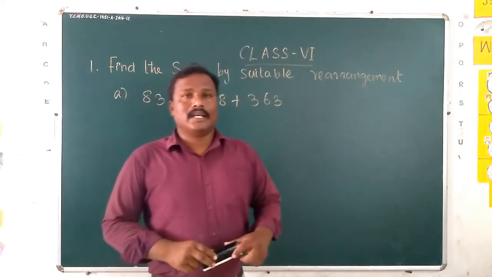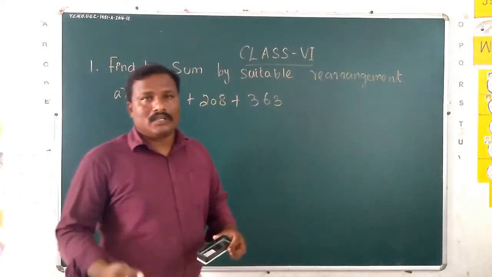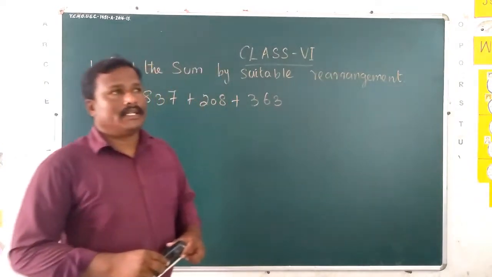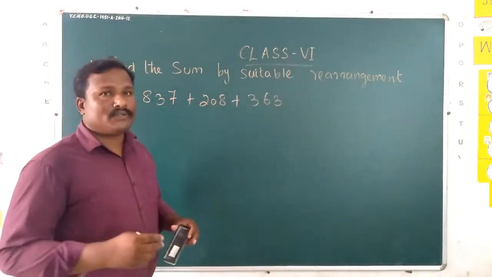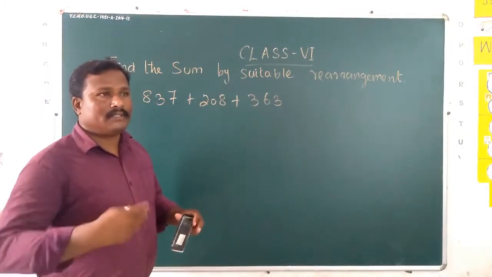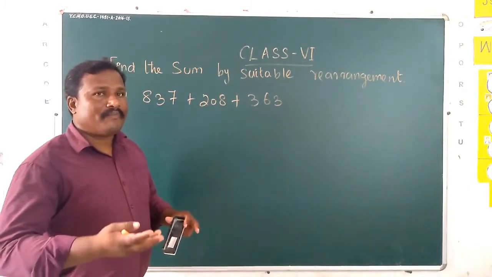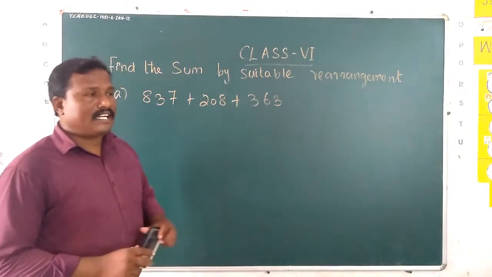Addition sums have a different method. We are going to use some properties, the associative property or the distributive property. We are going to use that property, and then solve this kind of sums.